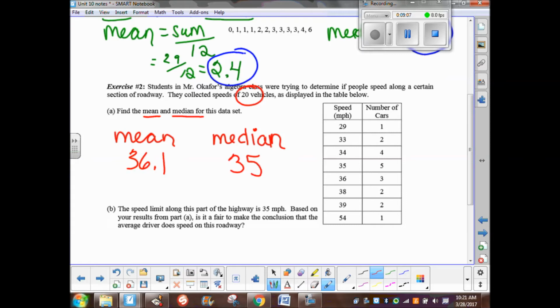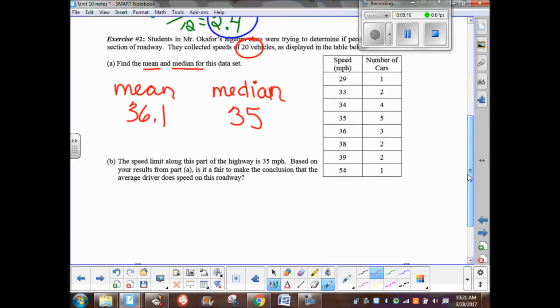So now, the mean and the median for this data is not as close as the one that we saw in our first example. So our data isn't as symmetrical as the first set of data would be. Now it says the speed limit along this part of the highway is 35 miles per hour. Based on your results from Part A, is it fair to make a conclusion that the average driver does speed on this roadway?